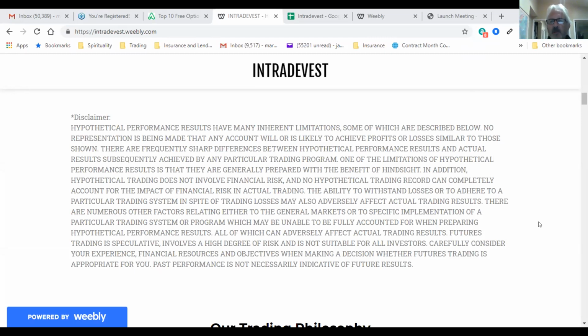First of all, our disclaimer. This is hypothetical trading. Don't trade with any money that you could potentially lose. The results we show you are not necessarily achievable by you. So trading, you can lose your money.